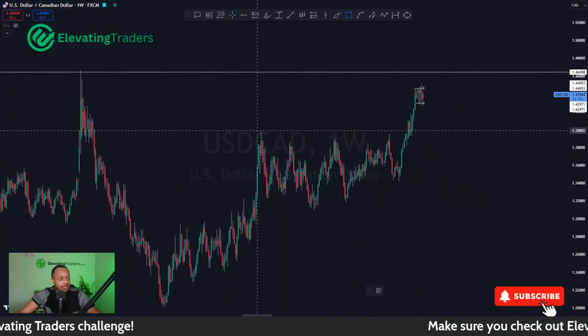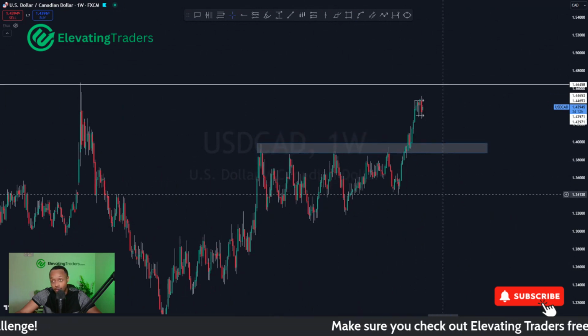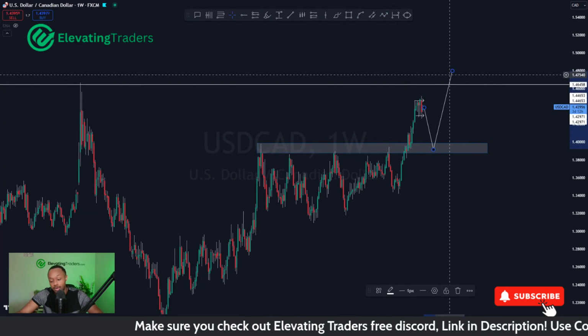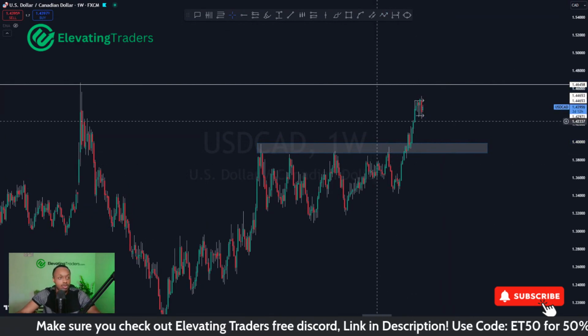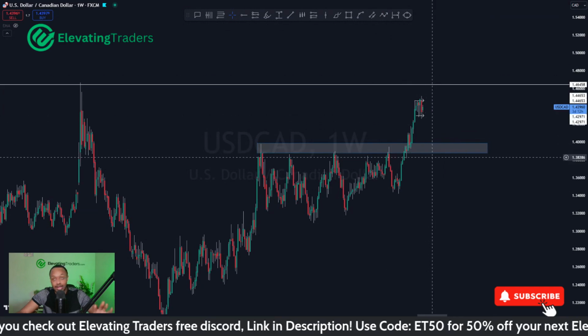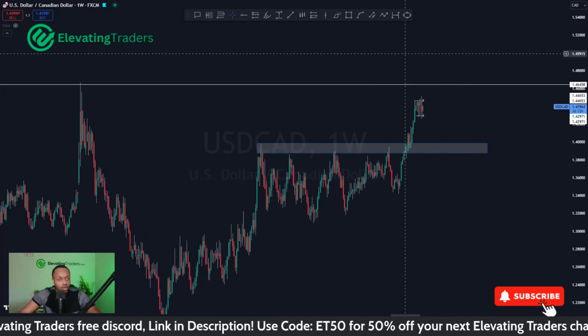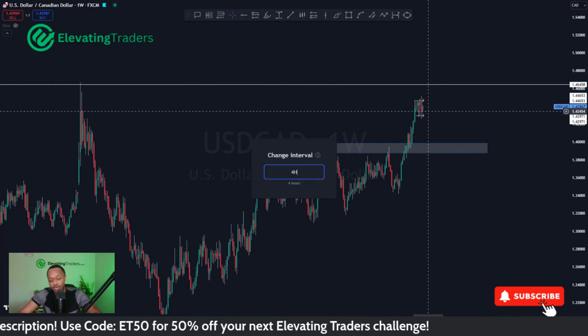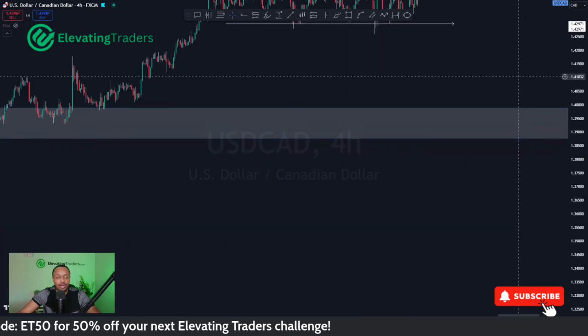There is a massive level of weekly resistance turned support here, which potentially we could see price pull back towards before continuing. So there could be a lot more downside in store for us for dollar CAD before we do see some upside. Or, of course, we could just break to the upside and continue and go and hit that high. Either which way, long term, I'm pretty bullish on dollar CAD.